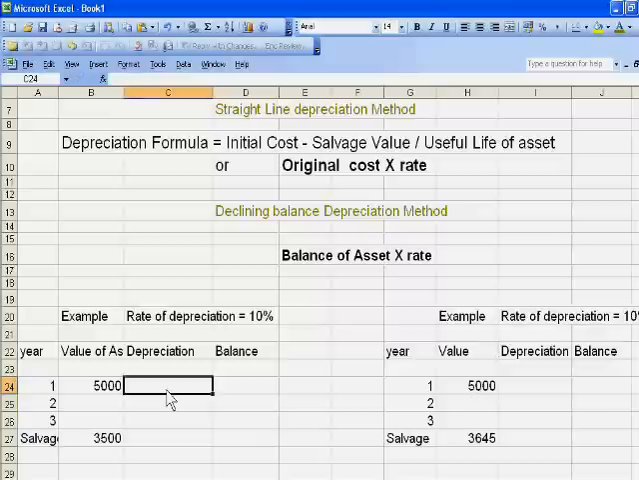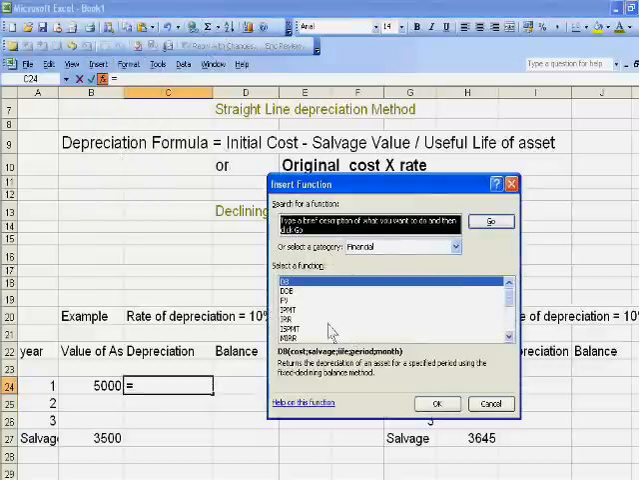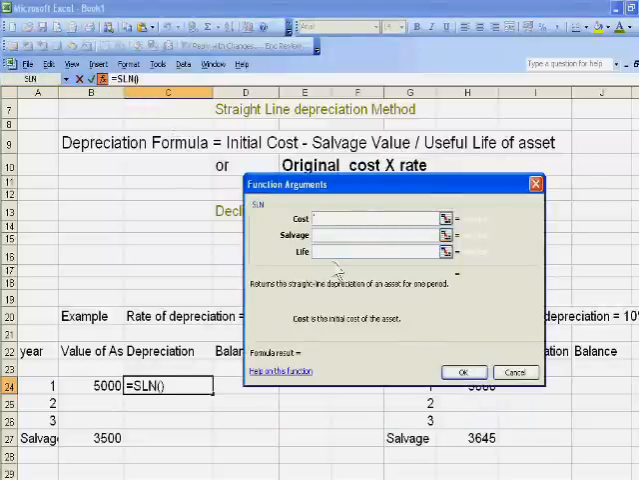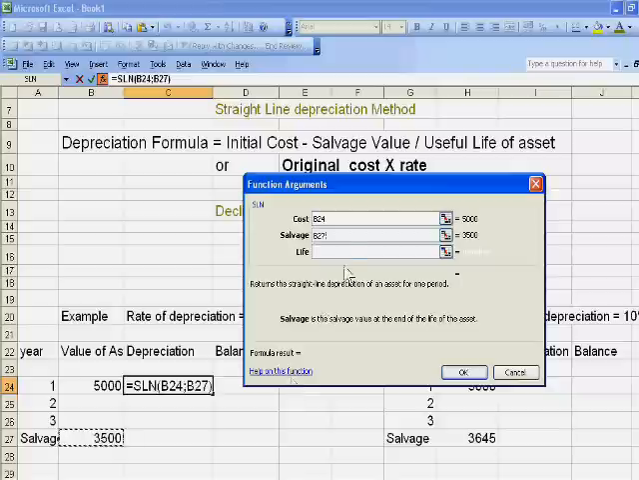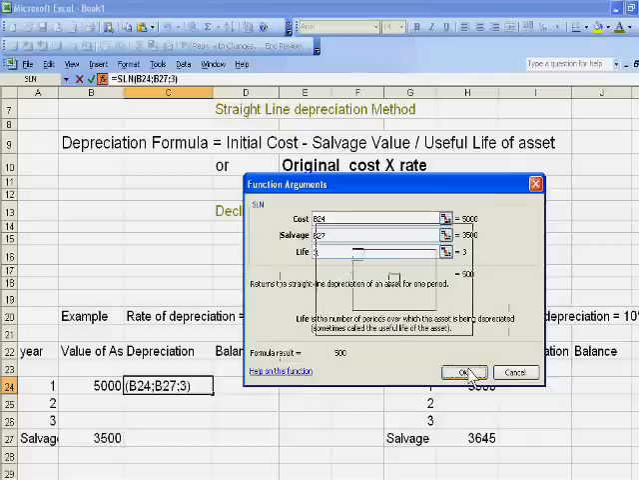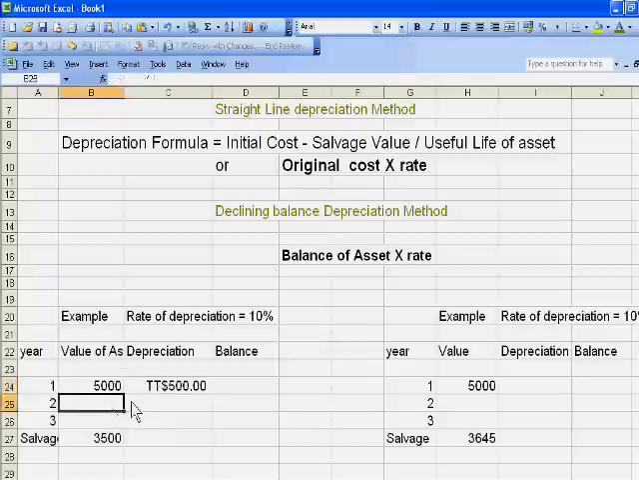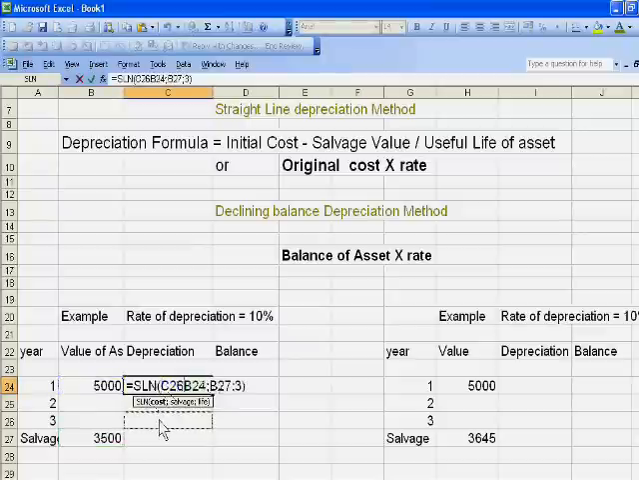Now just go to insert and function and check SLN. We show 5000 as a cost and its salvage value is 3500 and life is 3 years. Okay, this is a 500 depreciation, and after calculating, the second and third will be the same.